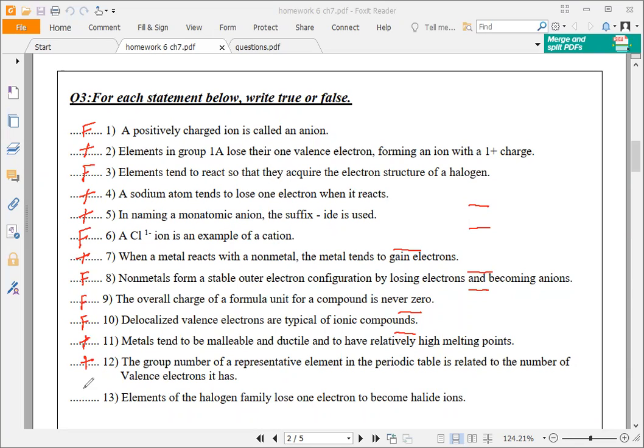Elements of the halogen family lose 1 electron to become halide ions. False. That's false. Okay.